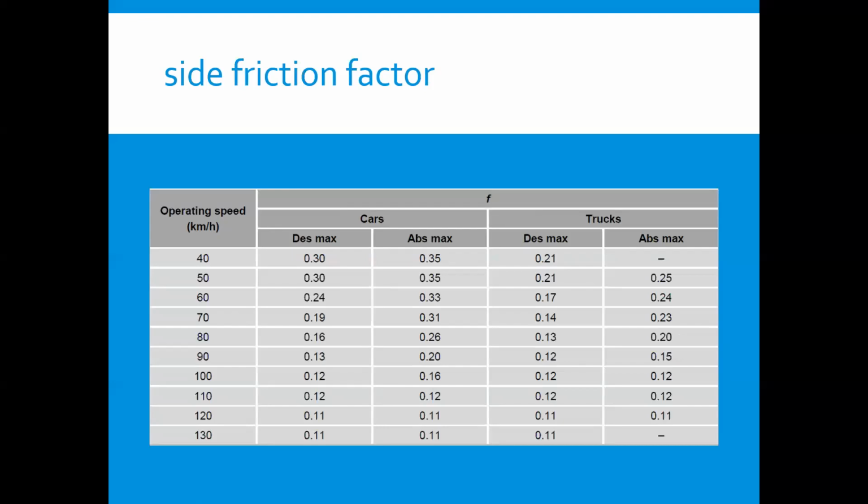On low speed roads with non-uniform traffic flow, which are typically in urban areas where drivers are more tolerant of discomfort, this permits the absolute maximum value of side friction factor to be safely used in the design of horizontal curves, although the designer should endeavor to adopt the desirable maximum value where possible.